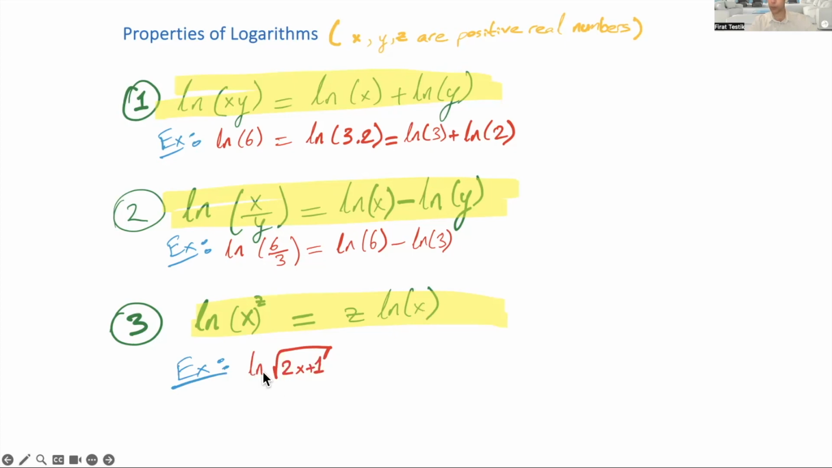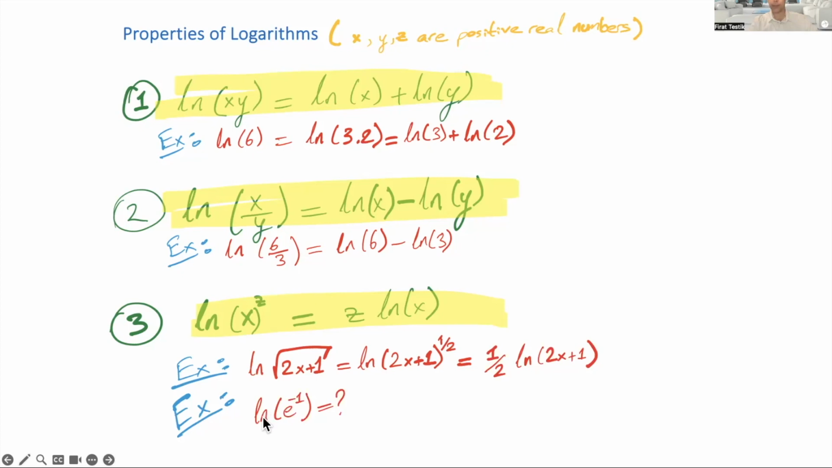As an example, consider natural logarithm of square root of 2x plus 1. We can write the square root of 2x plus 1 as 2x plus 1 to the power 1/2. Remember, the power of 1/2 means square root. Then this is the exponent of the exponential function, which is the argument of natural logarithm. So we can move the exponent as the multiplier of the natural logarithm function with the argument, which was the base of the exponential function, 2x plus 1.